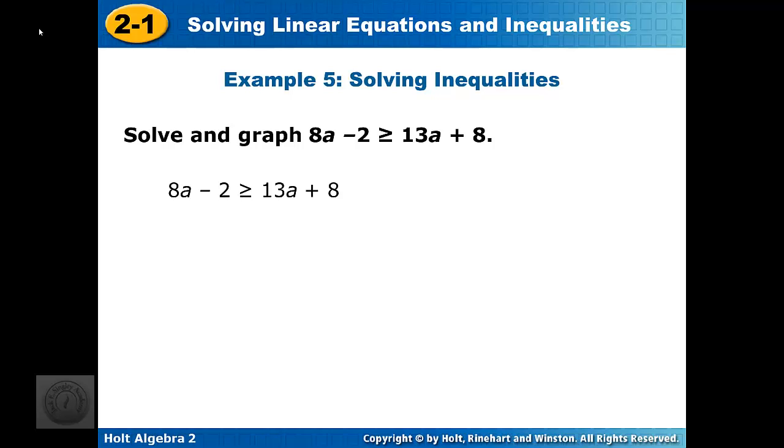Solve the inequality 8a minus 2 is greater than or equal to 13a plus 8. To solve this, we treat this like an equation. I'm going to try and isolate the a. For this problem, I'm going to subtract 13a from both sides of the inequality first.